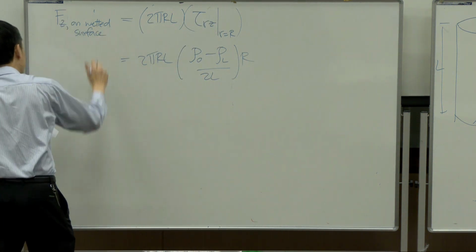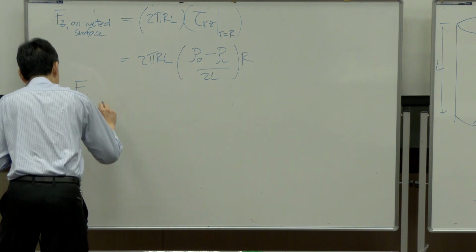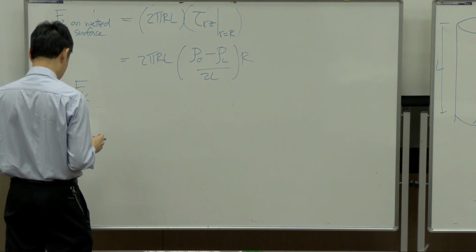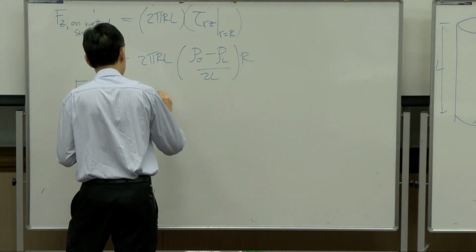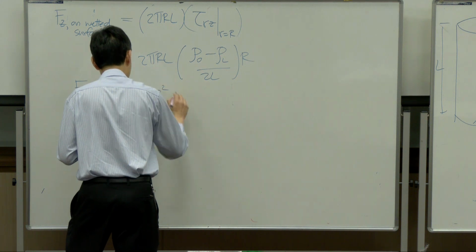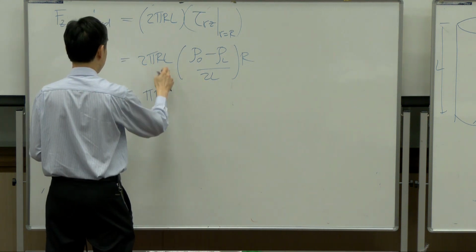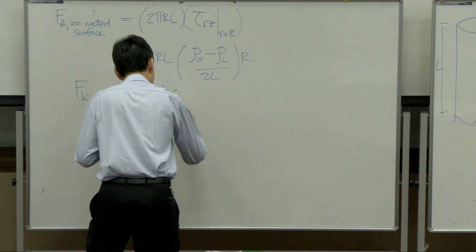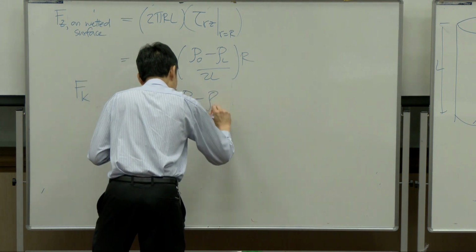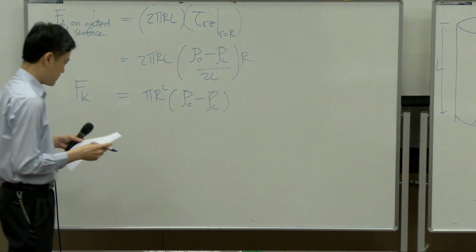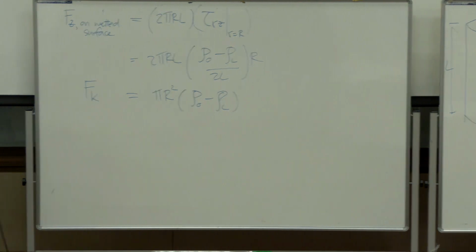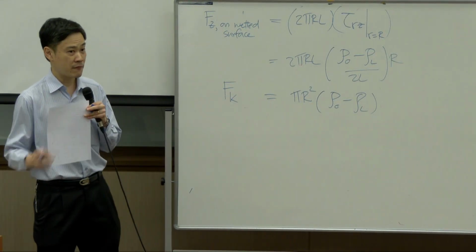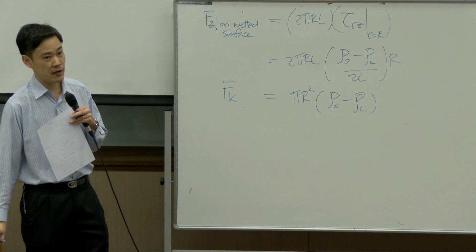And we will call this one Fk. Then these are combined. You get pi r squared. These two cancel, L cancels. And you end up with delta P. Okay? You can also get this by doing the force balance over a free body diagram of water. I showed you that already earlier.